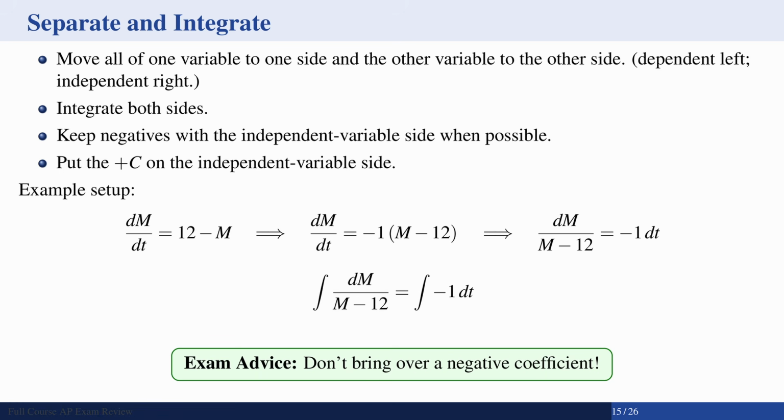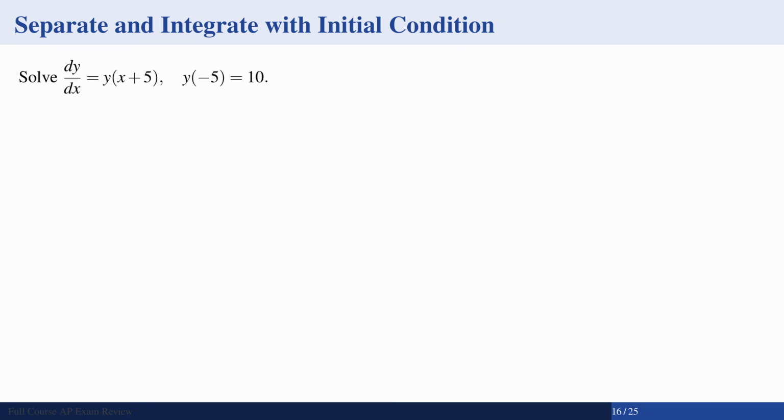Factor it out, leave it on the side with dt or dx or whatever. Just leave it on the right-hand side. Okay, let's do one where we separate and then we integrate and then we use our initial condition. So we want to solve dy/dx equals y times the quantity x plus 5. And we know that y of negative 5 is equal to 10.